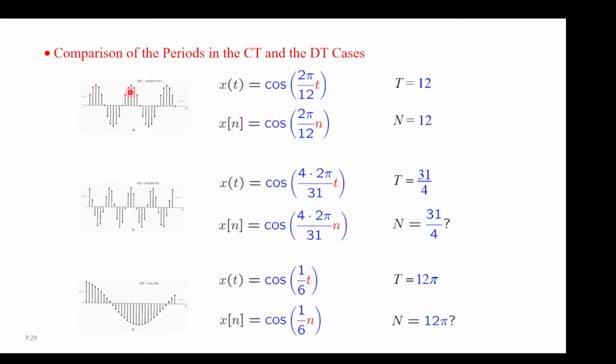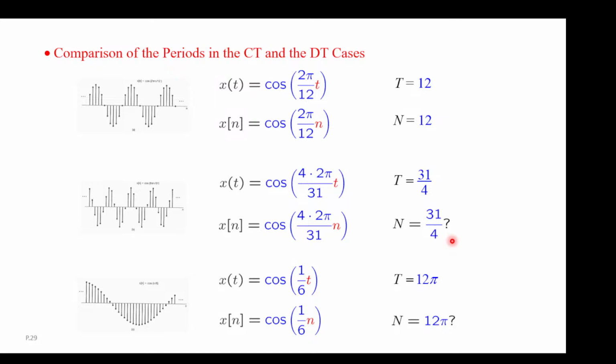But now the question is when your x of t equals cosine of 4 times 2 pi over 31. If it's a continuous signal, then big T is just 2 pi divided by omega, which is 31 over 4. But if you take this as a discrete signal, is your N also 31 over 4? Let's ask this as a yes/no question first. If you think N equals 31 over 4, raise your hand. And if you think it's not 31 over 4, raise your hand.